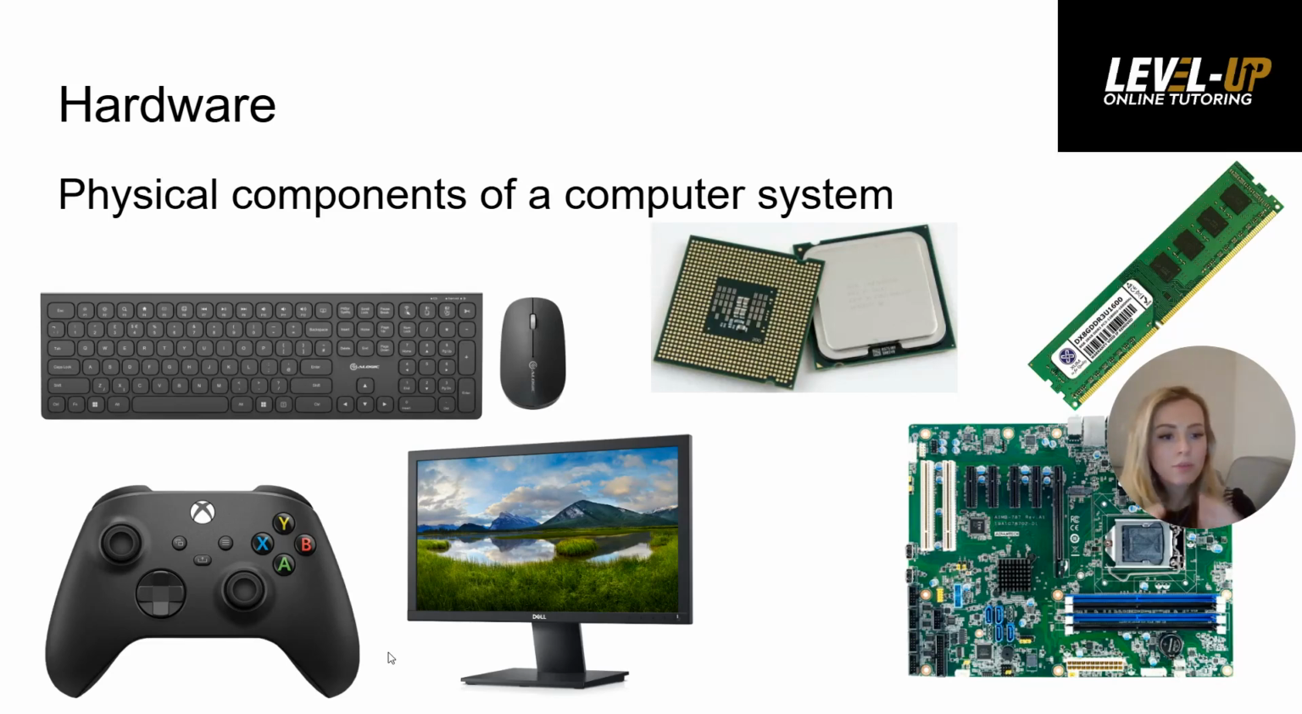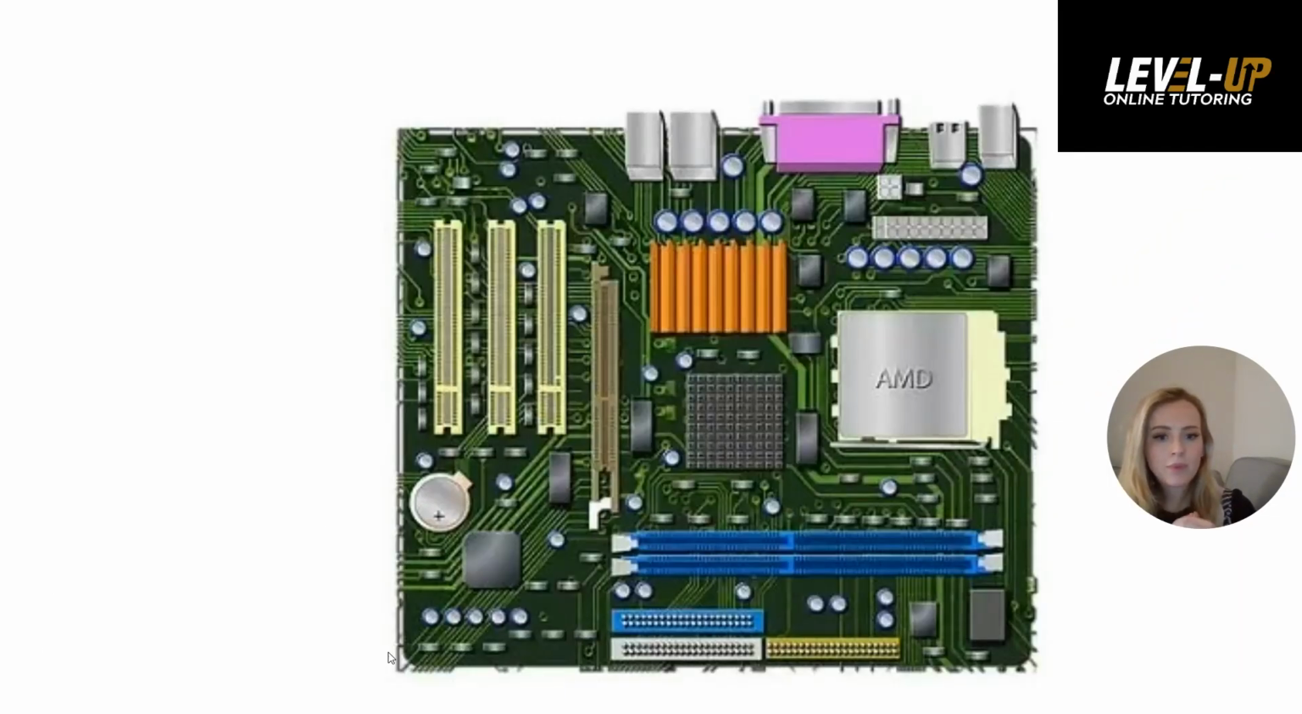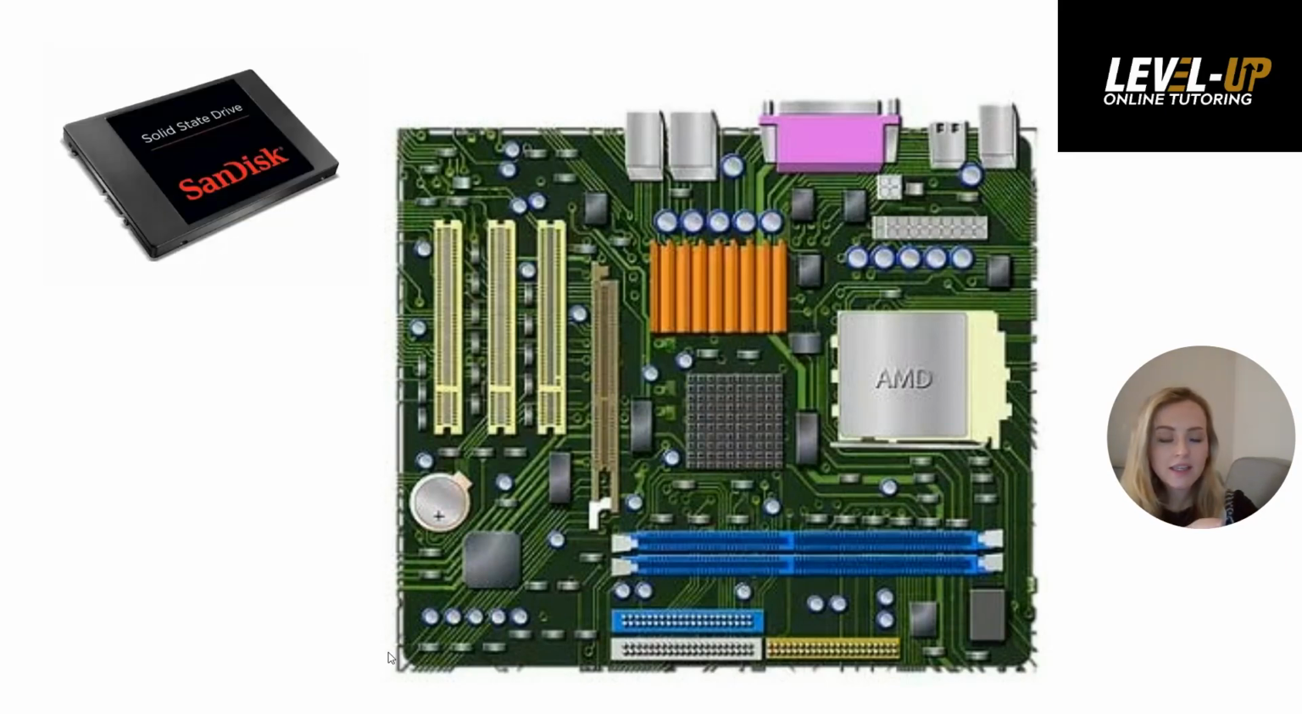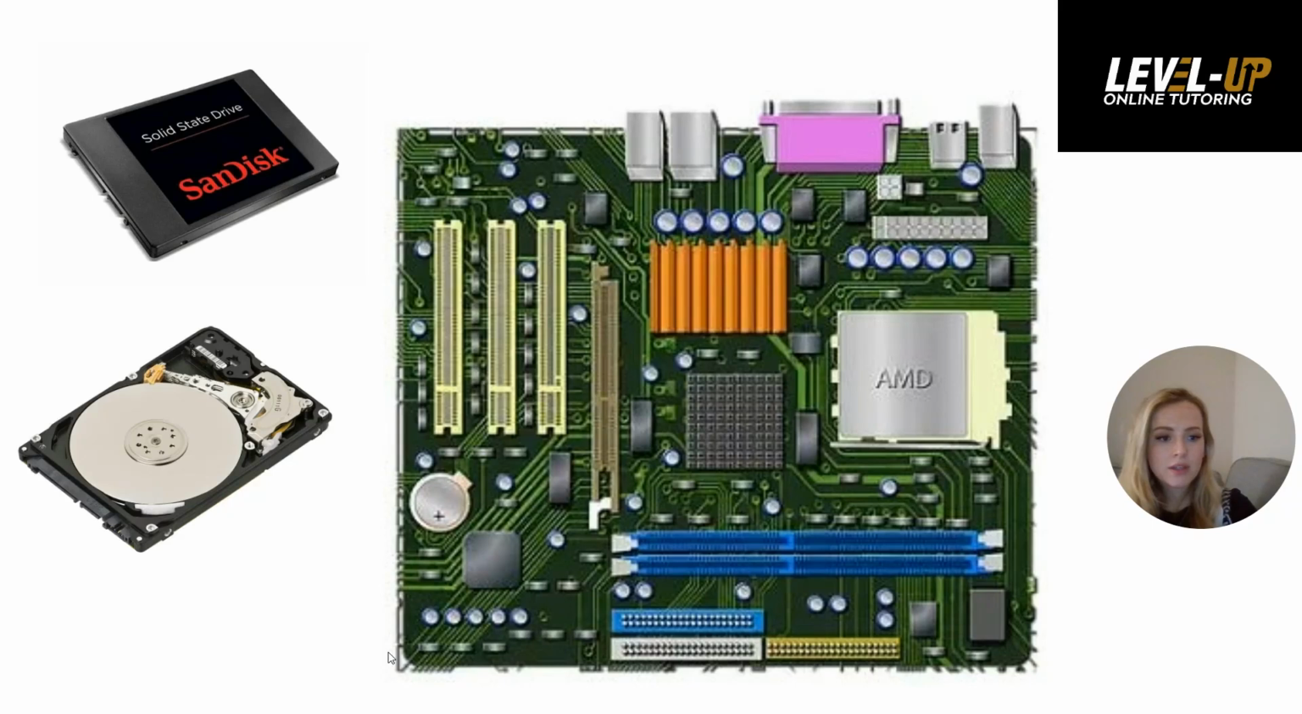It's physical components, okay? So we have the motherboard here, and this is really important that you understand. The motherboard is like the blueprint for the computer. Where should all the components go? We also have things like secondary storage interacting with our motherboard. So we might have a solid state drive that is directly connected to our components, or maybe something like a hard disk drive.